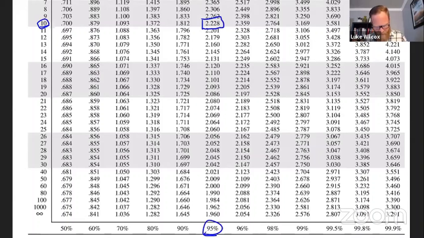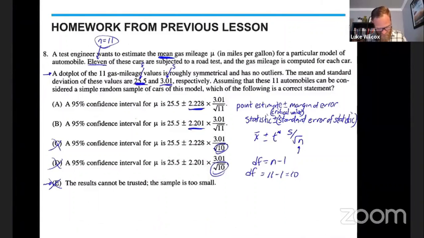So let me go back and check which one of those has the correct value, 2.228, which is answer choice A, because answer choice B has the wrong critical value there. So our final answer on this multiple choice question should be A.